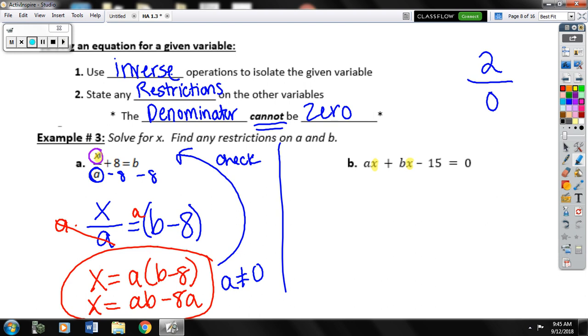Okay? So whenever you see two of the variable that you want to solve for, this is an indication that you're going to need to factor. Not necessarily in your first step, but you're going to have to factor out a greatest common factor of x. Right now, 15 does not have an x on it, so I can't factor out an x. So what I'll do first is move the 15 over using inverse operations. So I'll add 15 to both sides. So I have ax plus bx equals, and 0 plus 15 is just 15.